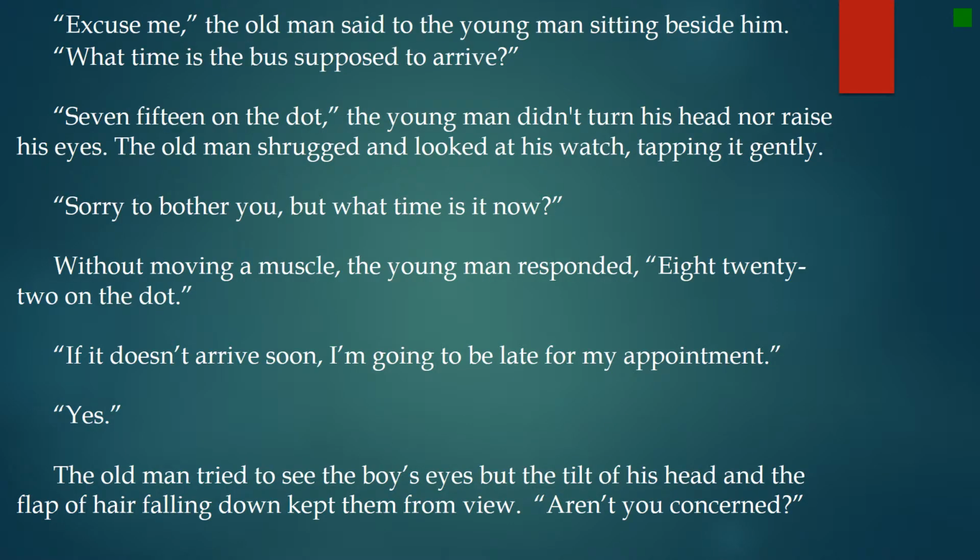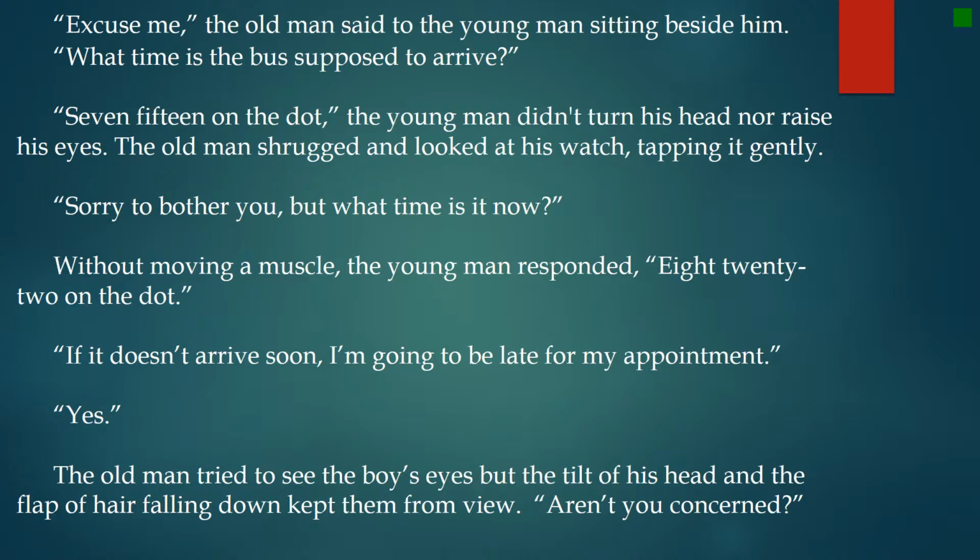In the example, I'm jumping right into conversation. "Excuse me," the old man said to the young man sitting beside him. "What time is the bus supposed to arrive?" That's your first paragraph. You can see how short it is. Here's your second. "7:15 on the dot." The young man didn't turn his head nor raise his eyes. The old man shrugged and looked at his watch, tapping it gently. That's your second paragraph. Again, not very long, is it?